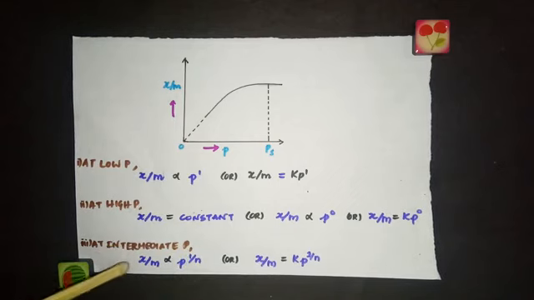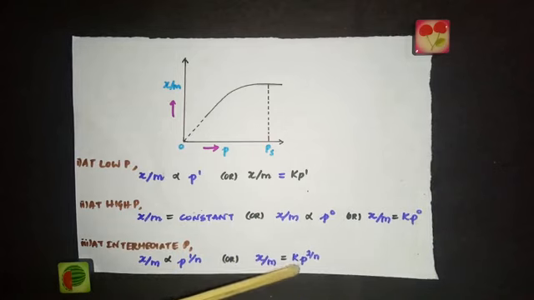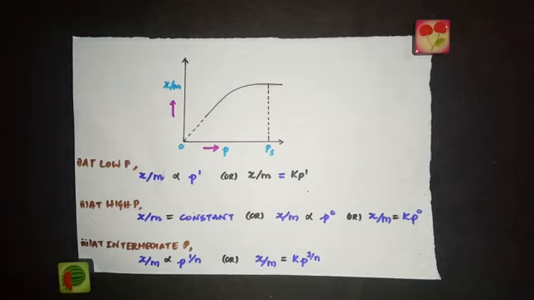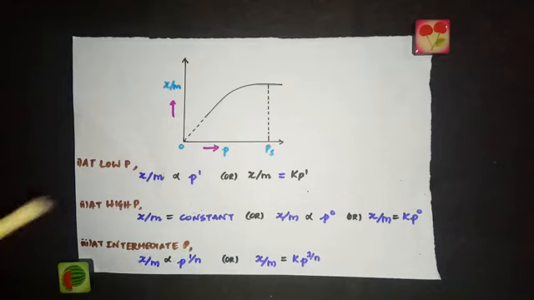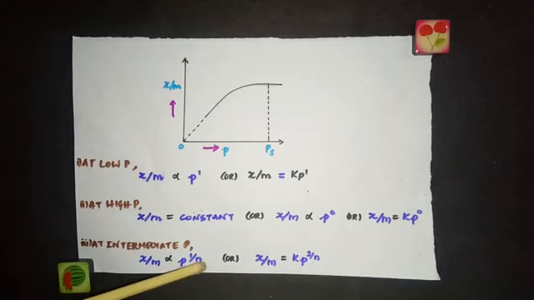So at intermediate pressure, the extent of adsorption will be proportional to p power 1 by n, or it can be written as x by m is equal to k into p power 1 by n. So this adsorption isotherm tells you about the dependence of the extent of adsorption on the pressure and how to express it mathematically with a relation like this. This k and n can be determined by taking logarithms on both sides of the equation.